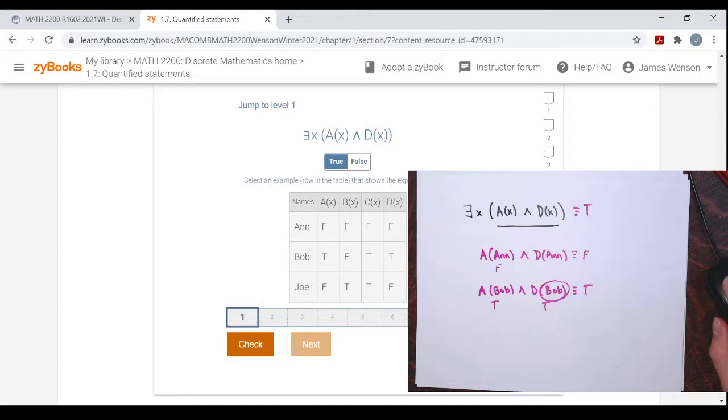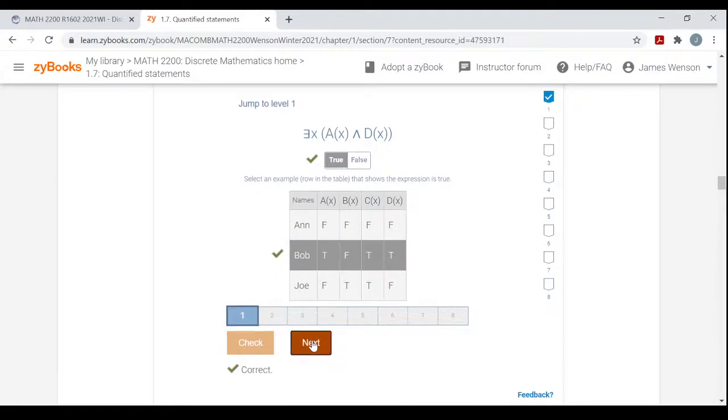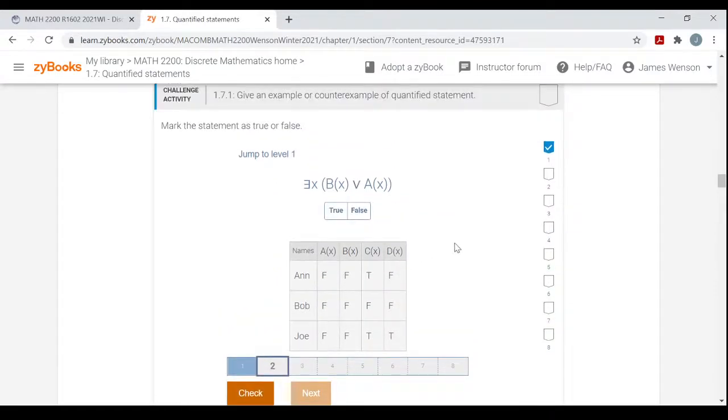And it says now, let me get rid of the paper, it says now select an example, a row in the table that shows the Bob. Bob was the example, right? And move on.